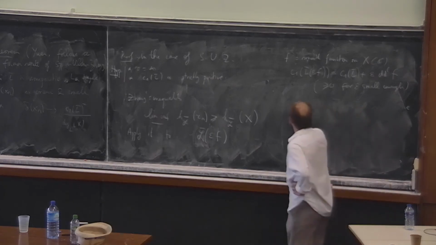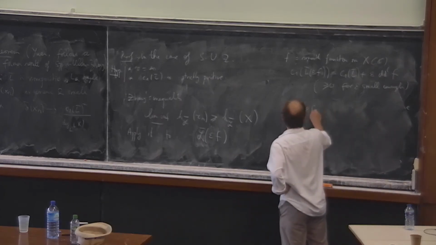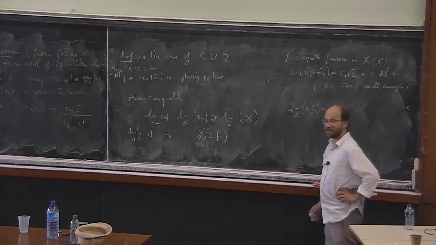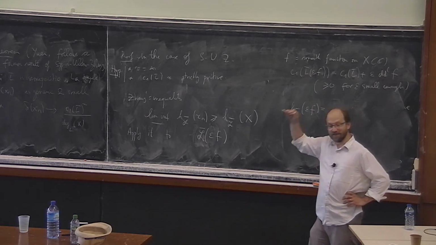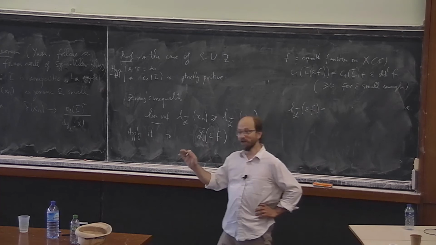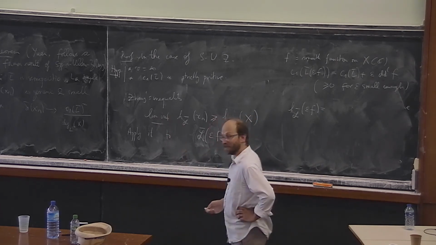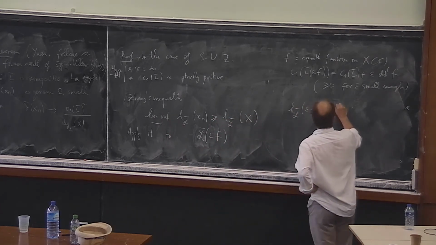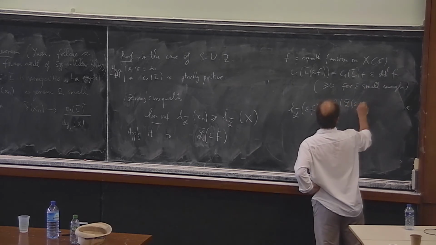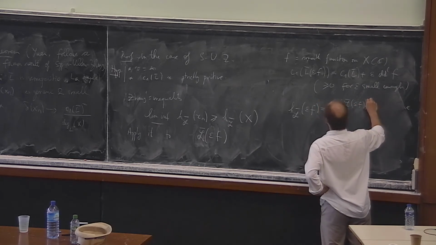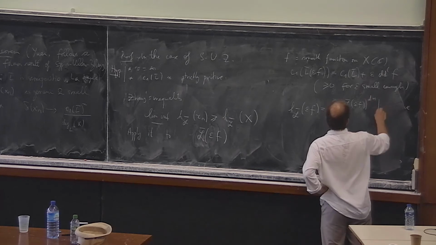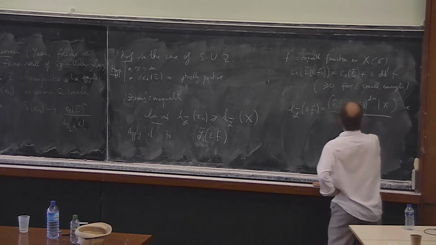So now we know what this is. That's a quotient of two terms. The denominator is just a degree, it doesn't move. And the numerator is some arithmetic intersection number, C1 hat of L bar of epsilon f to the power d plus 1 on X, divided by something.